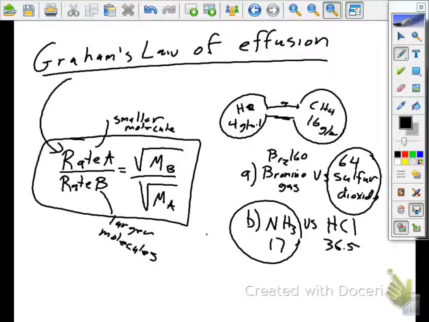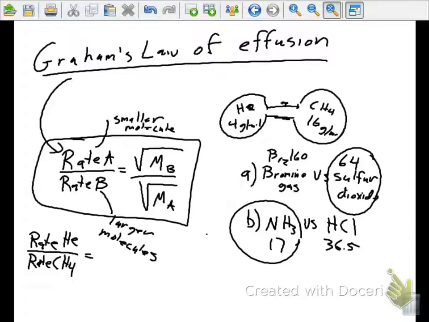So let's look at this one here. I want to do it just like helium and CH4. I'm going to put rate of A above. Which one do I want to put above? HE or CH4? HE. All right, HE. Then down below, the rate of B would be CH4. Any questions with that? Now, I'm going to set that equal. And I'm going to erase this larger molecule down below because I've run out of room. I need to put this on the same page.